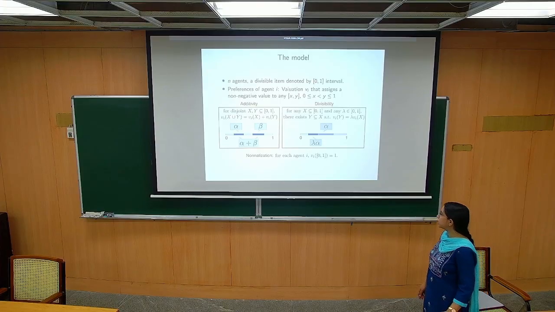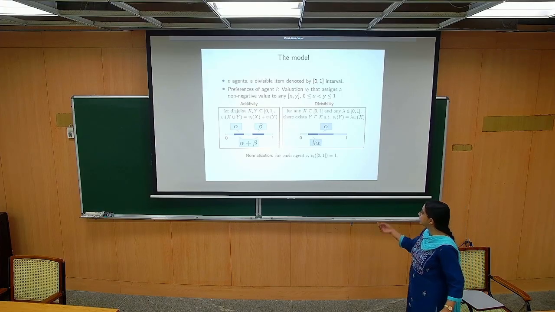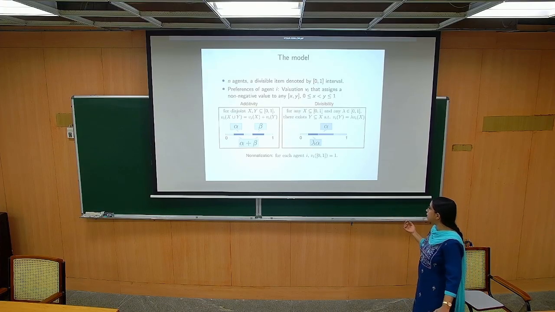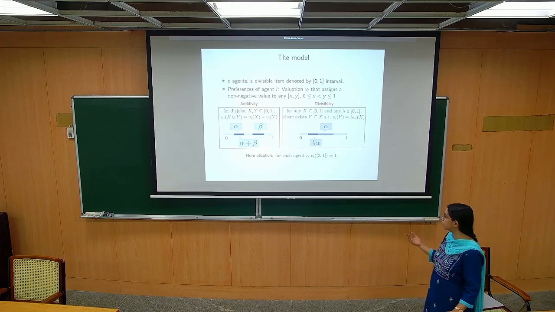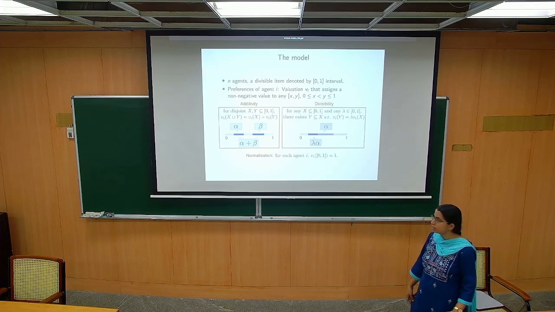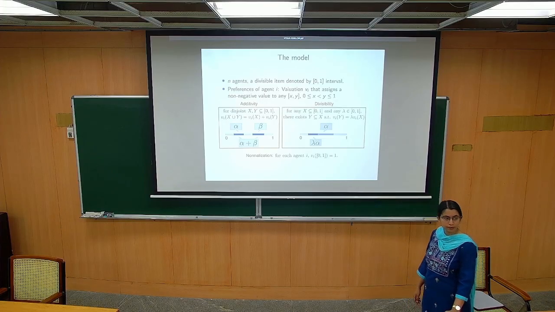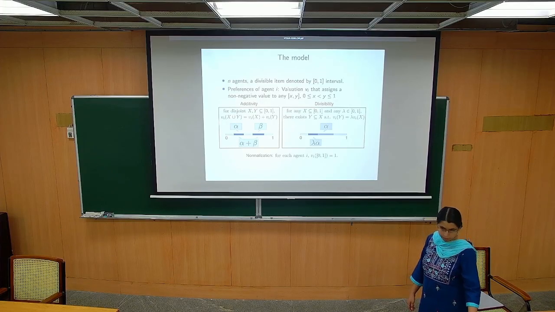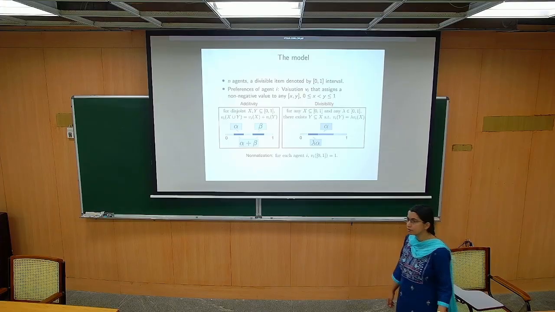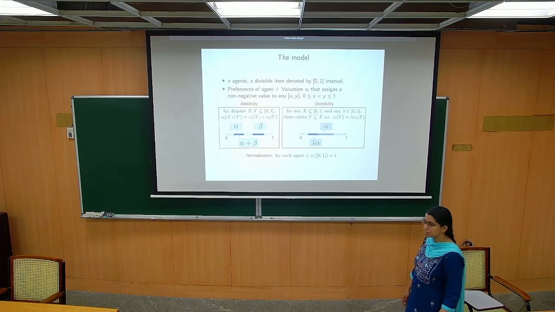We will also assume that for each agent the value of the entire interval is 1. If an agent gets the whole cake, the agent assigns value 1 and every other value will be possibly smaller. Any questions so far about the model? Values are always positive. Say it again. Values are always positive.